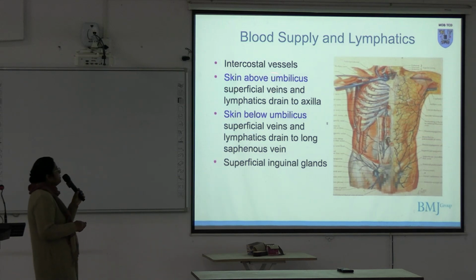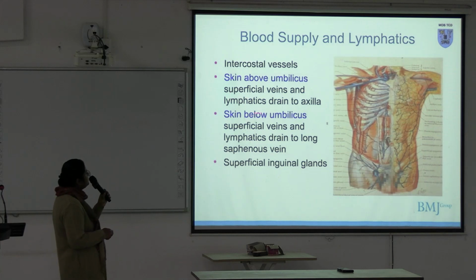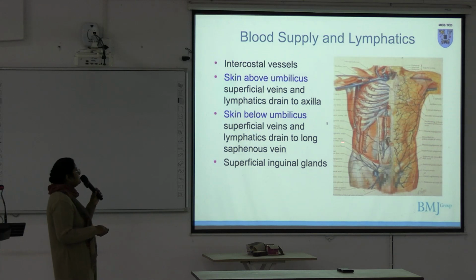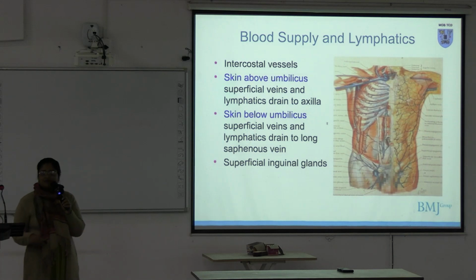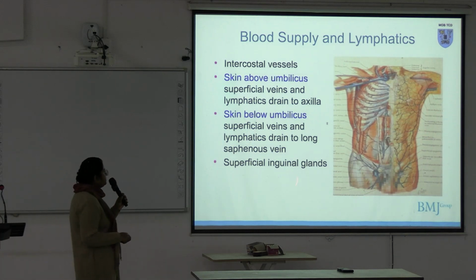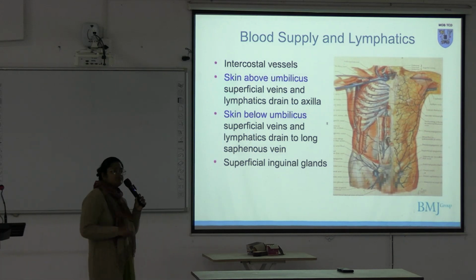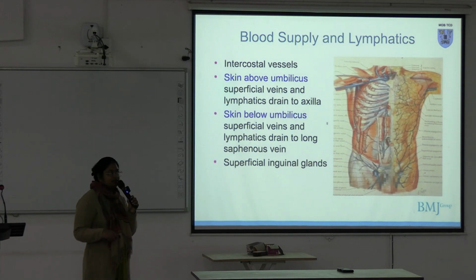So skin above the umbilicus, superficial veins and lymphatics drain to the axilla, and skin below the umbilicus, superficial veins and lymphatics drain to the great saphenous vein. The great saphenous vein again drains into the femoral vein, and superficial inguinal lymph nodes are present in the superficial fascia near the inguinal ligament.